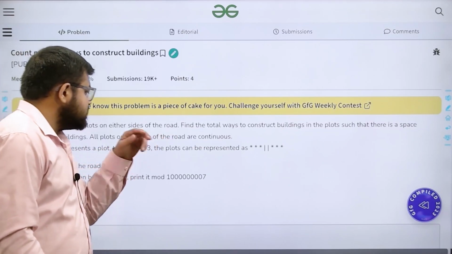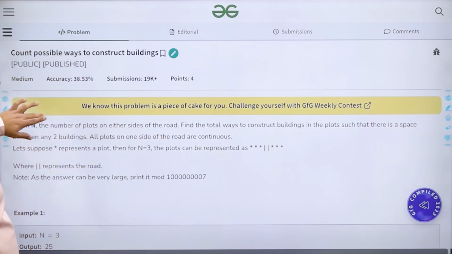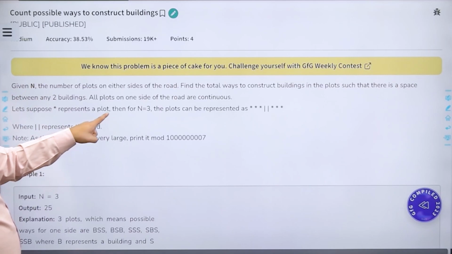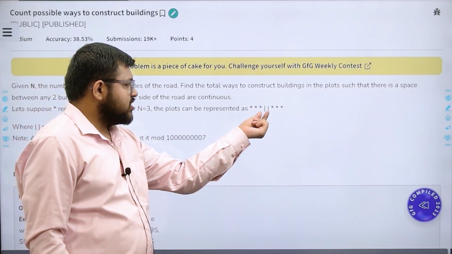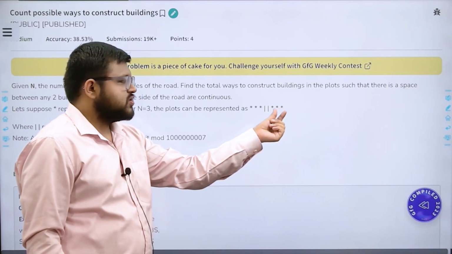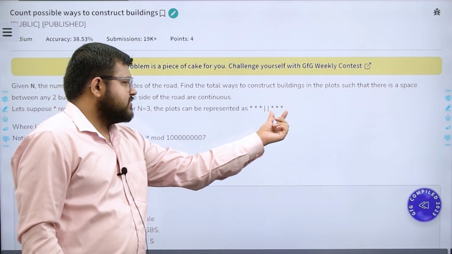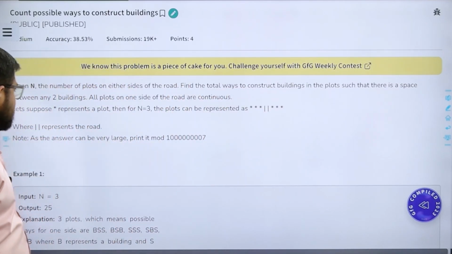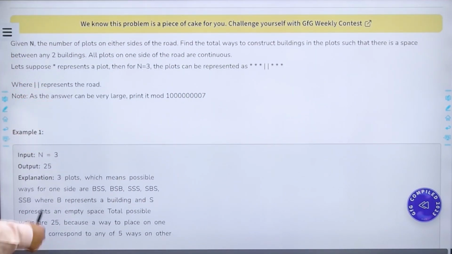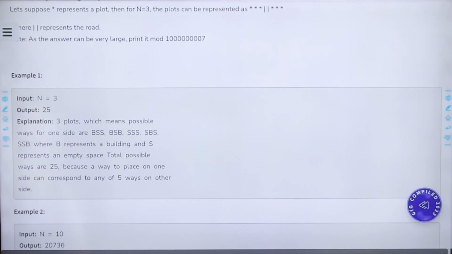All plots on one side of the road are continuous. Okay, let's suppose star represents a plot, then for n equals 3 the plots can be represented as star star star, this is the road, and again star star star. So for n equal to 3 there are three plots on the right side, 3 plots on the left side, and the road is in between. Okay, where this represents the road. As the answer can be very large, print it modulo 10 to the power 9 plus 7. For n equal to 3 the output is 25.